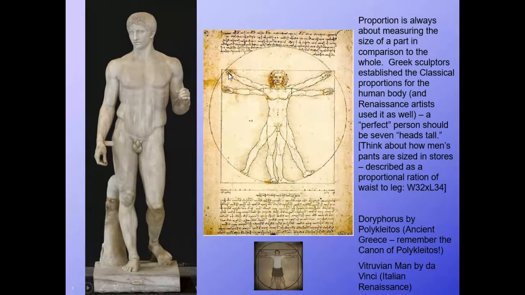The center of that circle would then point toward your navel. The center of the square, though, if we connect opposite corners, would be just above the pubic area. So he's showing us this perfect human proportion of a square and a circle.